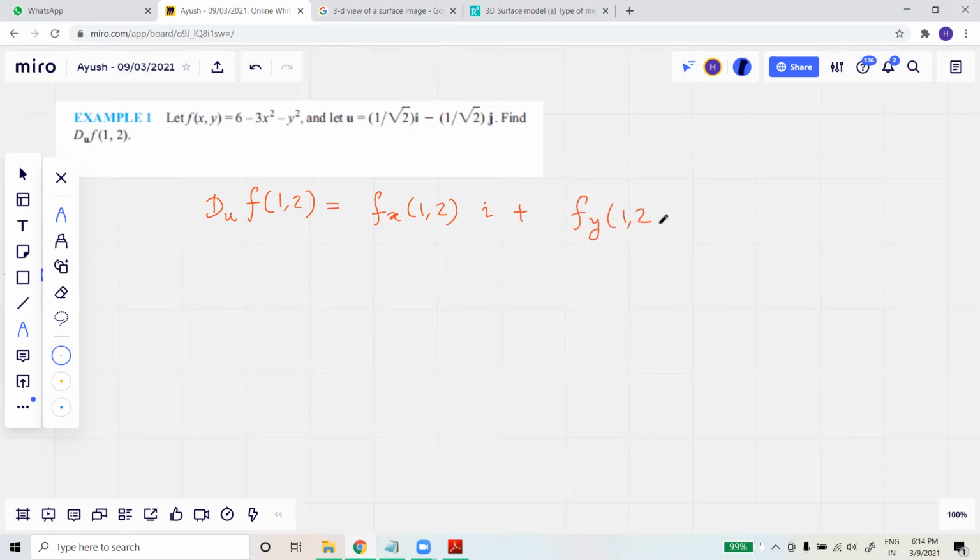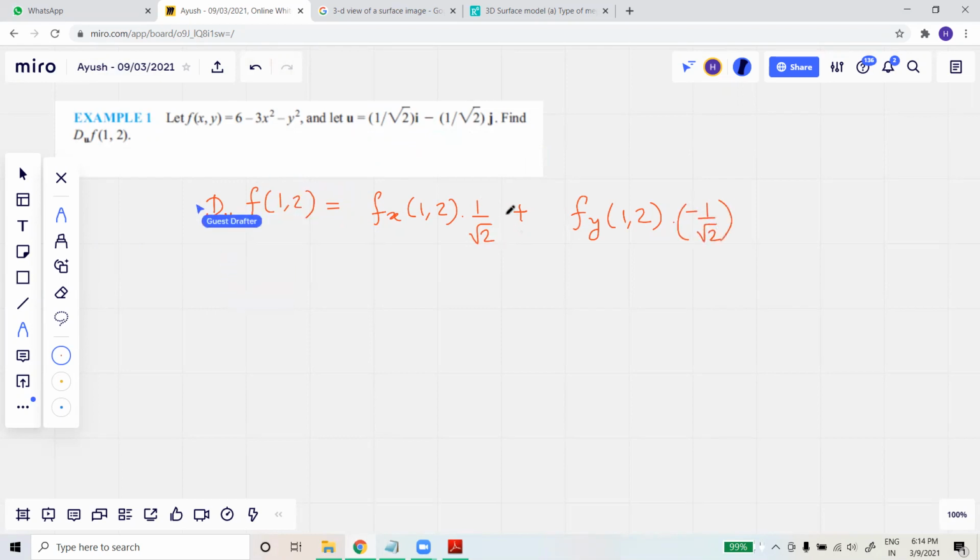No, no, no. It is not i and j here. First of all, the directional derivative, a1, sorry, I saw the formula. I mistook it with u being a1 i plus a2 j. So it will be a1. So what is a1 and a2? u is a1 i minus a2 j, right? So it will be 1 by root 2 and minus 1 by root 2.